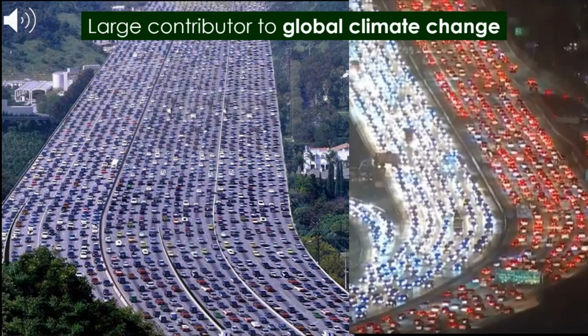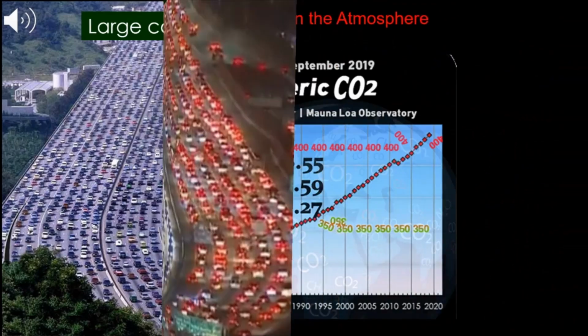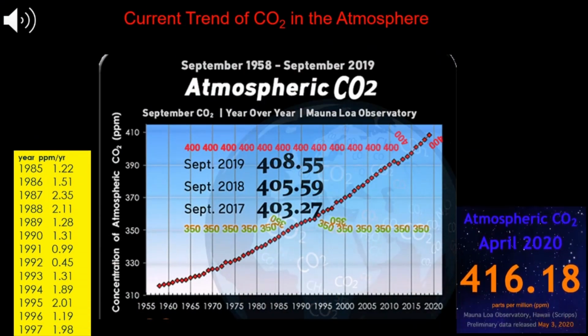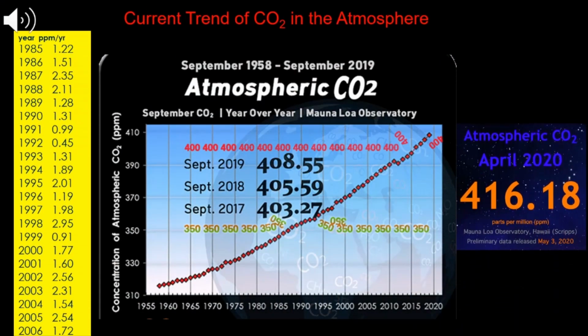Why is all this happening? What should be done to stop all this? Current trend of carbon dioxide in the atmosphere. Atmospheric carbon dioxide concentration was 416.18 parts per million, ppm, in the last month of this year, according to scientific data released April 2020 from Charles David Keeling, Scripps Institution's Atmospheric Carbon Dioxide Variations at Mauna Loa Observatory, Hawaii Island.